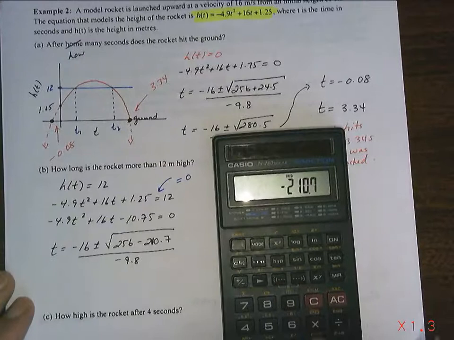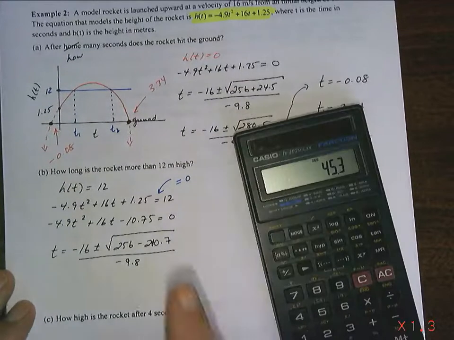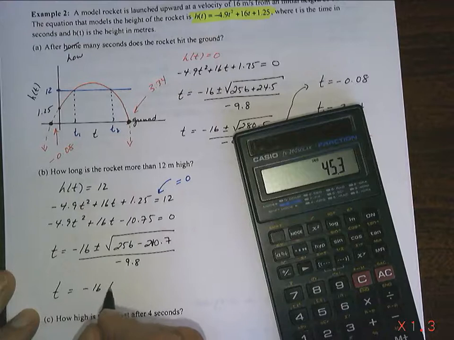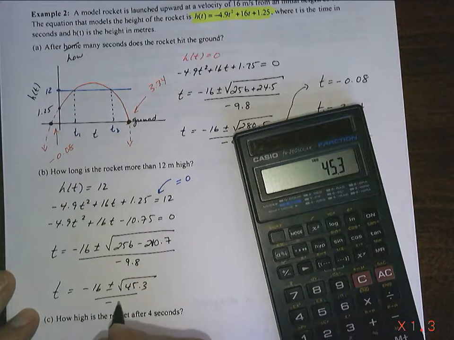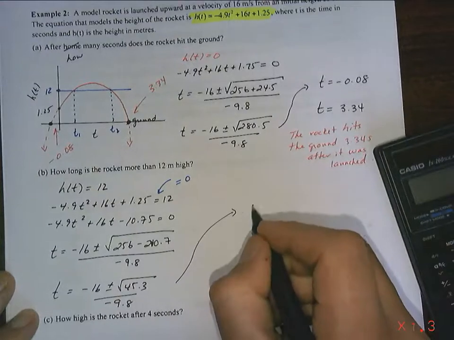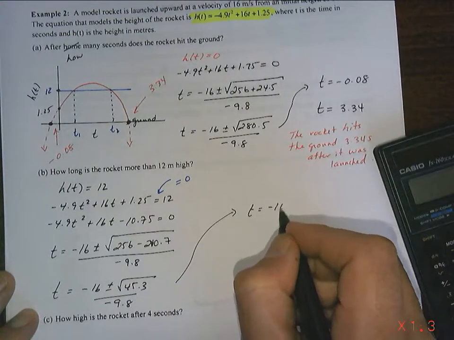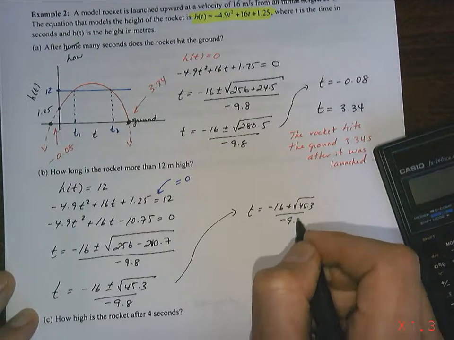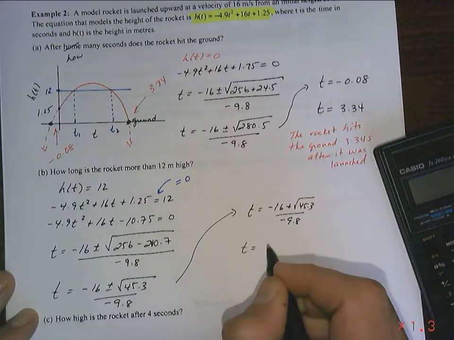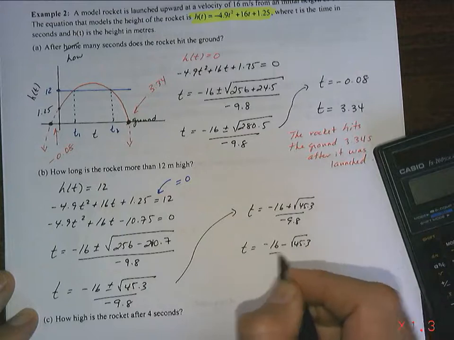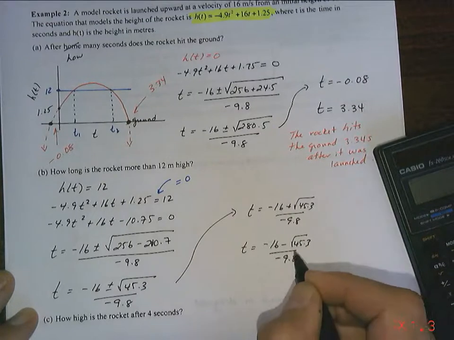210.7 plus 256 is going to change that to 466.7. So it's going to be negative 16 plus or minus the square root of 466.7 over top of negative 9.8. That's going to give us two answers. One of them is going to be negative 16 plus root 466.7 over negative 9.8. The other answer is going to be negative 16 minus root 466.7 over negative 9.8.